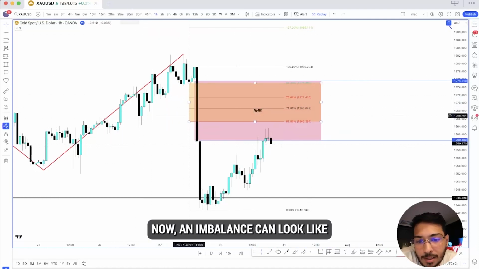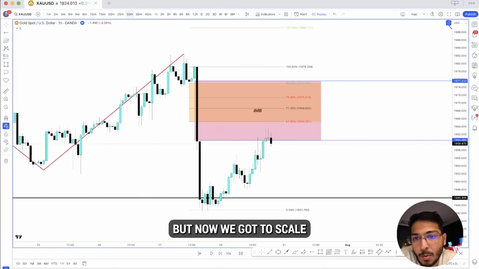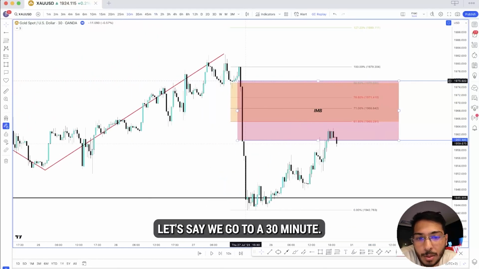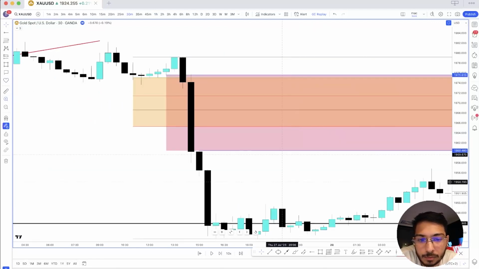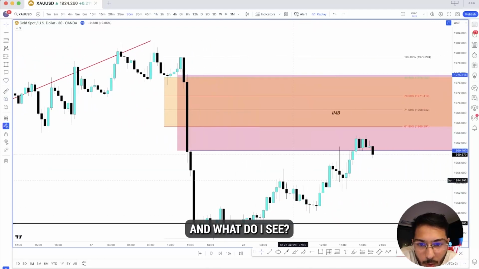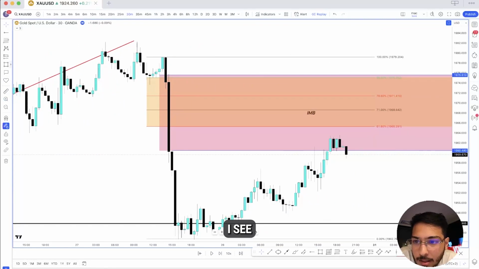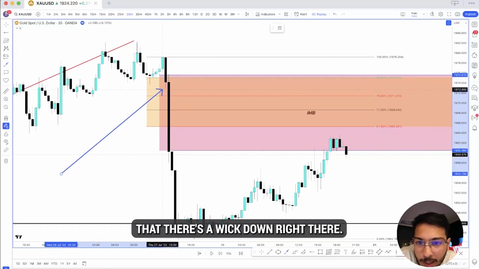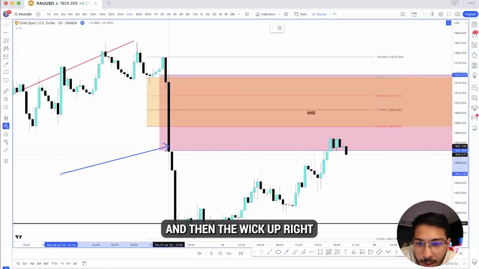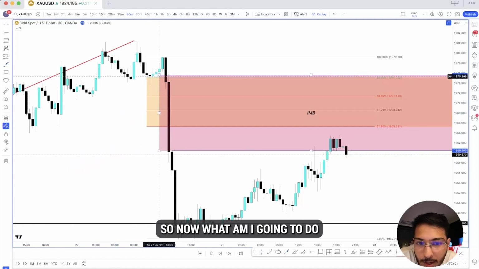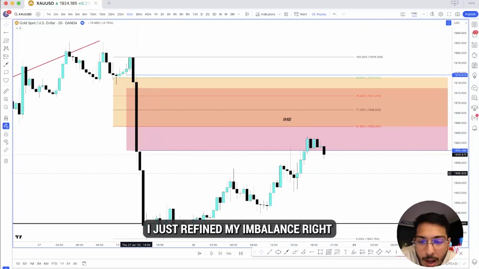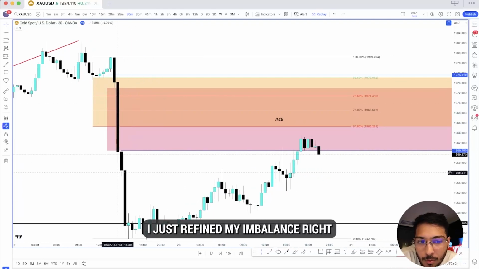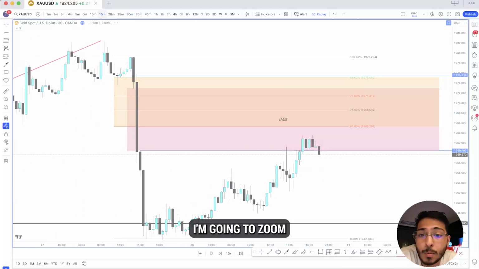Now, an imbalance can look like this on a higher time frame, but now we've got to scale into a lower time frame. Let's say we go to a 30-minute. Now what happens is I zoom in. And what do I see? I see that there's a wick down right there, and then the wick up right there is still the same. So now I'm going to refine my imbalance. So cool, I just refined my imbalance, right? Now what am I going to do? I'm going to zoom in a little bit more.